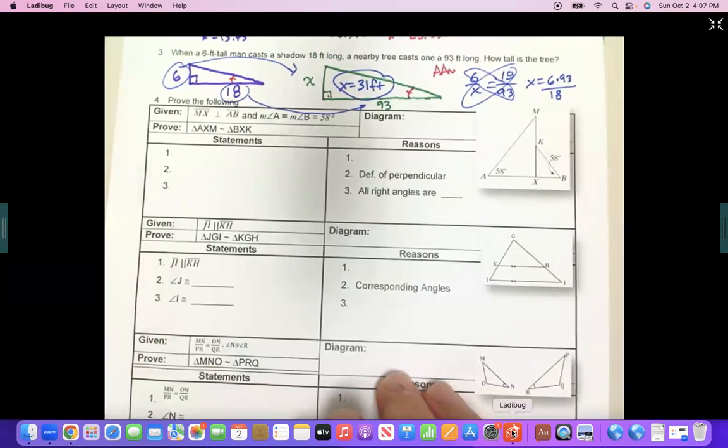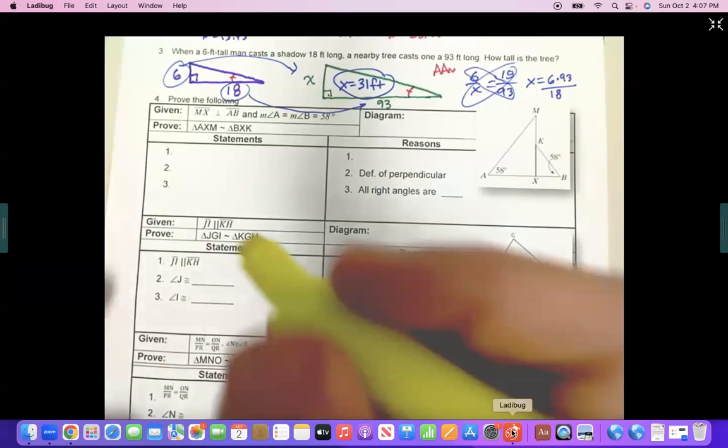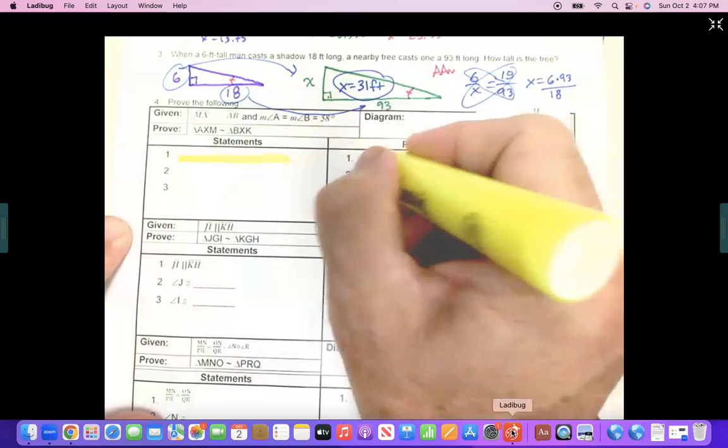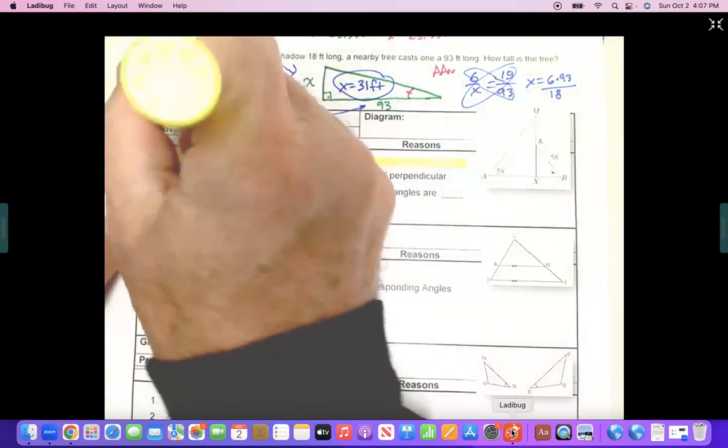Now we've got 3 proofs that we can complete using our similarity postulates and theorems. So let's go ahead and start this guy off. We can see that the first line is blank. That by now is super easy for us. We just look up here to what is given.